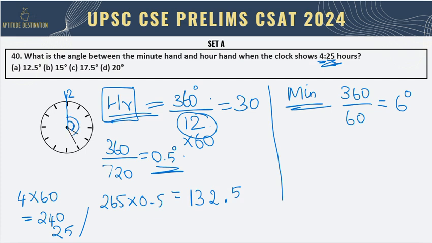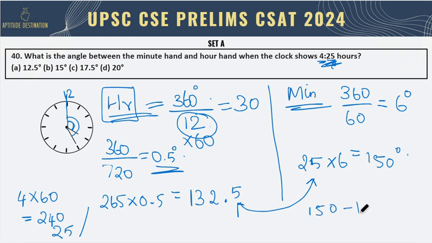Now I am going to find the angle between the starting point and the minute hand. For the minute hand, we know that it has crossed 25 minutes, which means 25 into 6, which will give me 150. So now I know this is 150 and this is 132.5. All I have to do is subtract these two in order to find the angle between them. So 150 minus 132.5 will give me 17.5 degrees. Therefore, option C is the right answer.